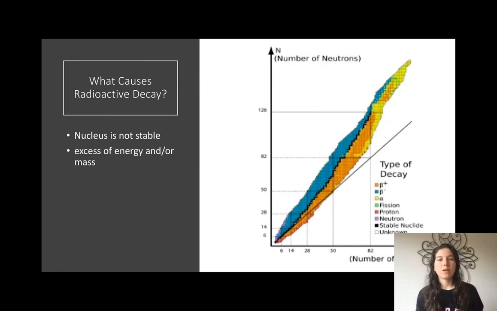Hi everyone, in this video we're going to talk about different types of nuclear decay and different types of non-natural nuclear processes. So let's go ahead and look at our different types of nuclear decay. I'd like to examine this graph to start with.